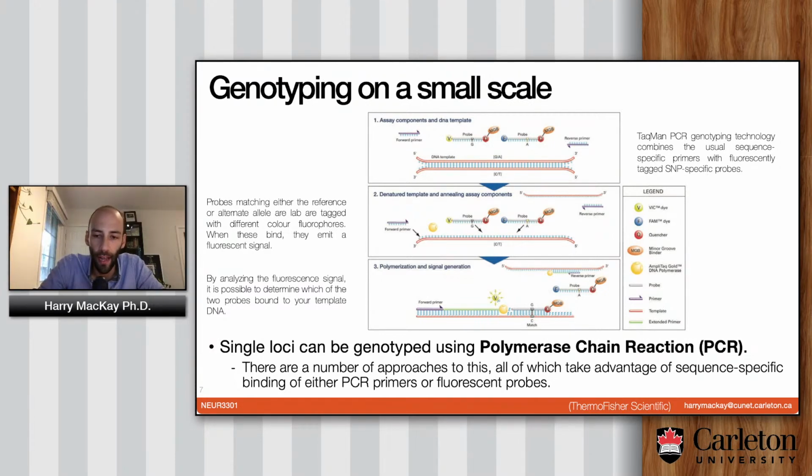So single loci, or single locations in the genome. I guess single loci is kind of a bad way of phrasing it, right? It should just be single locations. Loci is the plural of location, right? So, yeah. Okay, I'll see if I can remember to change that.